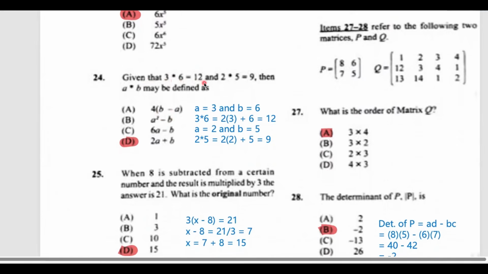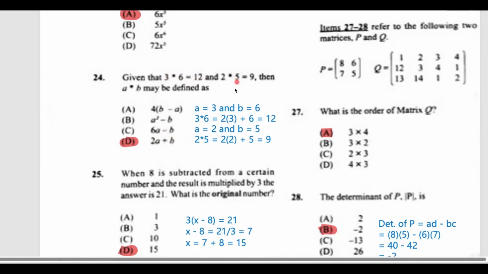I'm given 3 asterisk 6 is 12, 2 asterisk 5 is 9, then A asterisk B may be defined as, well, going through everything, the answer is D. I could prove the answer is D. If we start with 2A plus B, as you know, 3 asterisk 6 equal 12. A will be 3, and B would be 6. Using this formula, 2A plus B, it'll be 2 by 3, add B, which is 6, that'll be 12, which is the answer here.